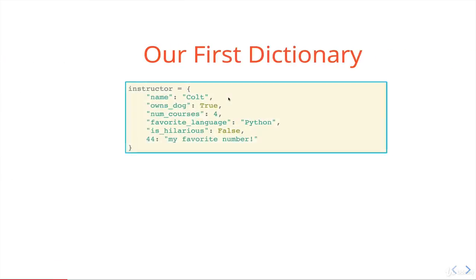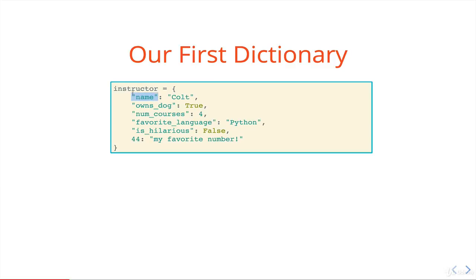But in a dictionary, you can actually see, name was supposed to be called owned dog. This is sad. My dog has since moved on. I should update this slide. I own a cat still, so owned cats, that's true. Number of courses for favorite language is Python, is hilarious, false, very funny. 44 is my favorite number.